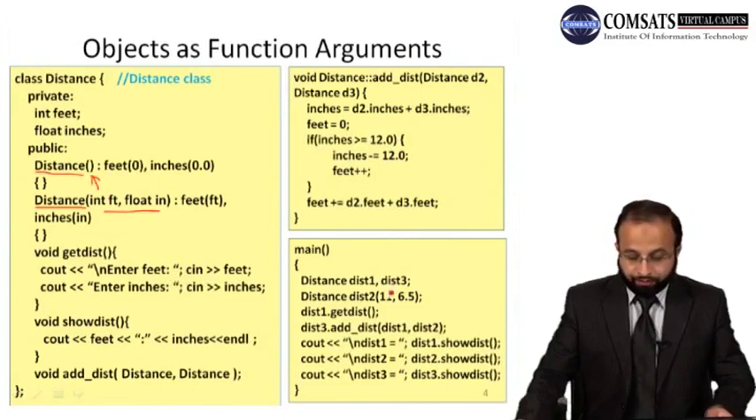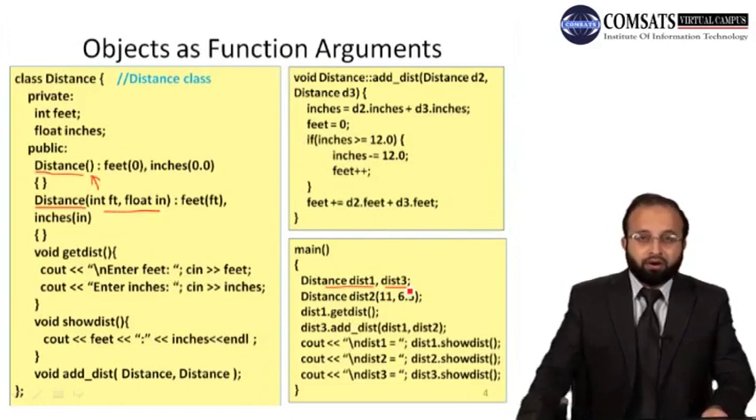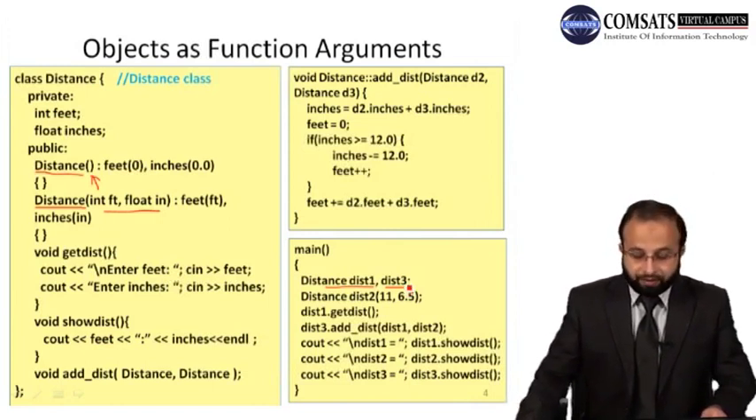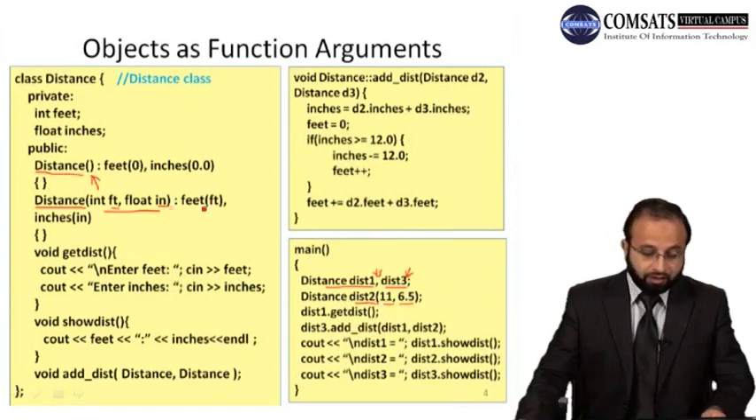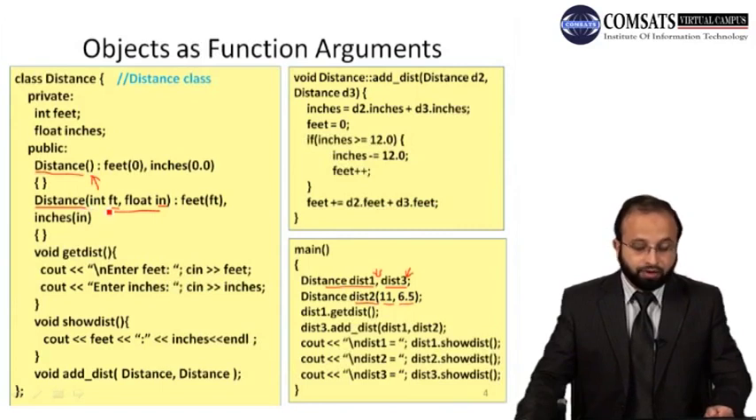So now when we create objects like dest1 and dest3, this means that the compiler will call the constructor implicitly. Which constructor? The constructor with no argument, because we are not passing any value with the creation of objects, right? But with the dest2 object, we are passing two values, 11 and 6.5. Now which constructor will be called? Not the default constructor. When the dest2 object is created, the constructor with two arguments will be called, that is feet and inches, right? So when the dest2 object is created, the distance constructor will be called, but that constructor should be the two argument constructor, right?